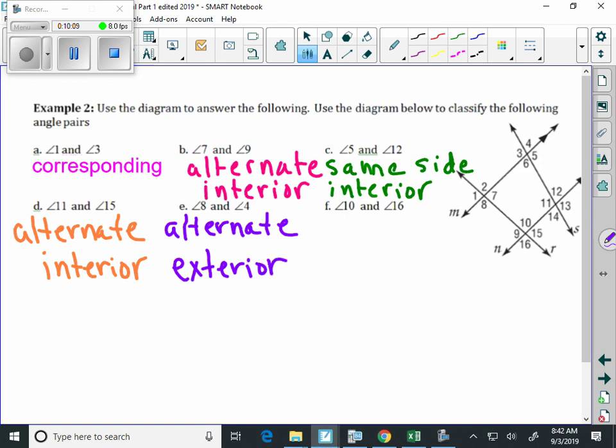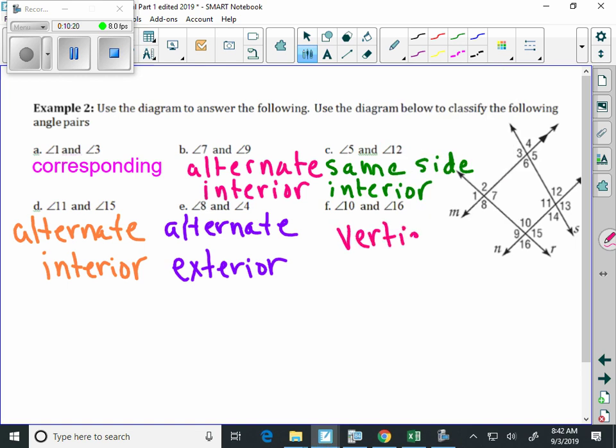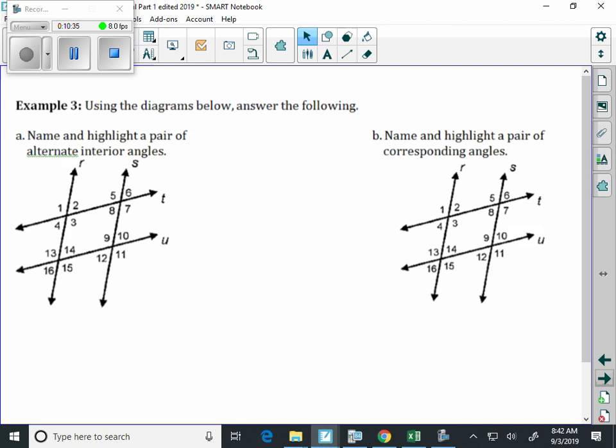And angle 10 and angle 16. An old word here, and not too old, but old enough. These are vertical angles. They're the opposite angles. And again, as we go through this, this is the same thing that we were doing beforehand, just a little bit more complicated of a diagram. So remember, there is more than one answer.